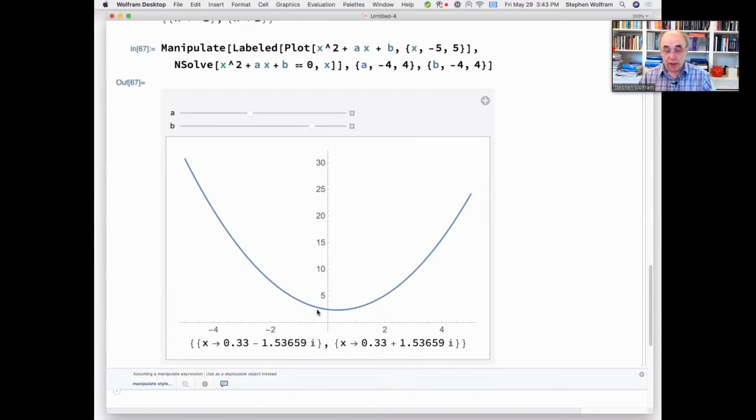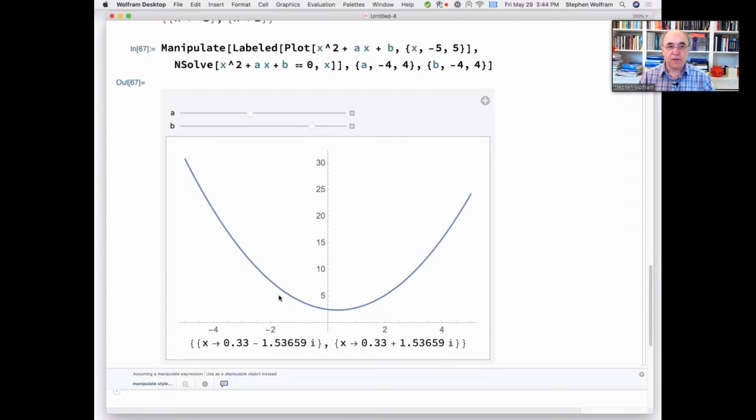And so what Cardano was looking at, actually, he was looking at cubic equations rather than quadratic equations. And he actually ended up inventing both negative numbers and imaginary numbers at kind of the same time, as things you absolutely needed to understand the solutions to cubic equations.